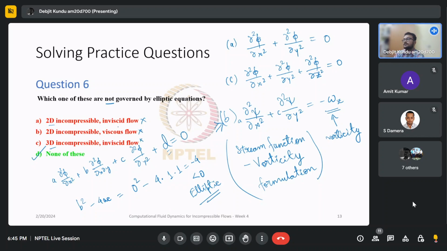So this also does not qualify as something which is not governed by an elliptic equation. So all these three cases, options A to C, are all elliptic equations. Hence, the proper answer to this should be option D, none of these. Okay, I hope that clears things up. Any questions from anyone?